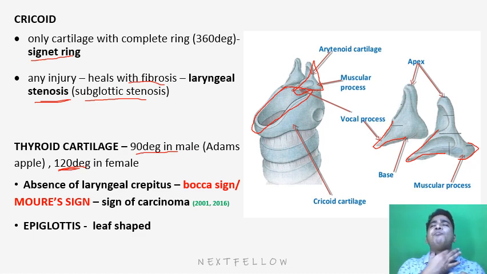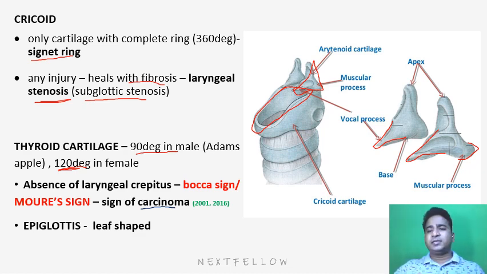But if there is some malignancy of the larynx, if we try to move it, we can't feel that crepitus, we can't feel that friction. So that is known as Boca's sign or Mure's sign, and it is somewhat pathognomonic of carcinoma. And it has been asked in the exam. Every point we are discussing about the laryngeal anatomy is important from the examination point of view.